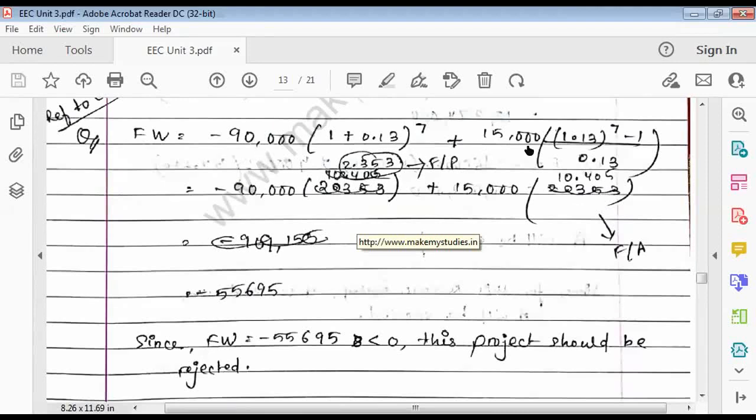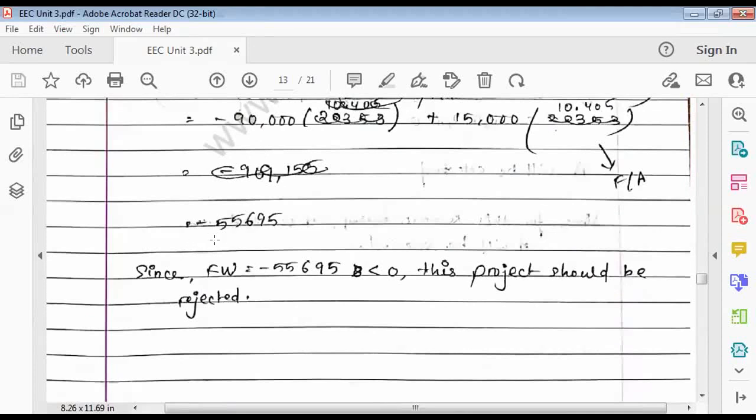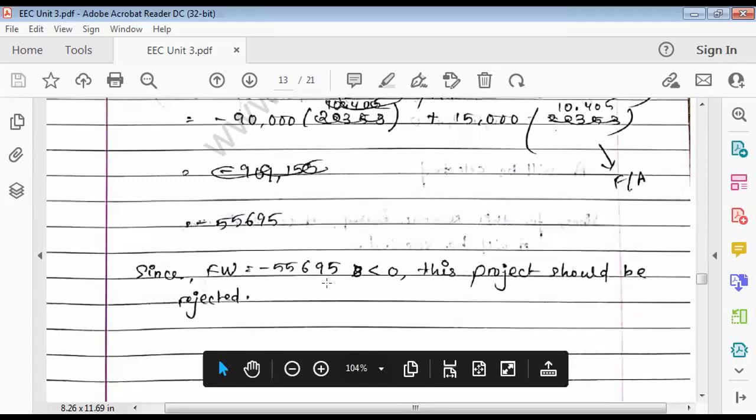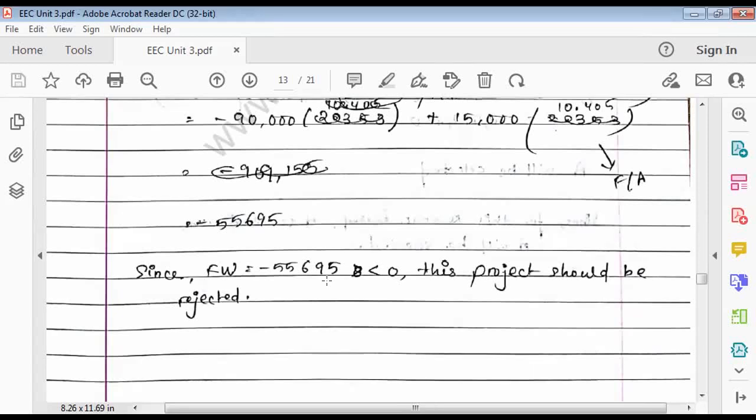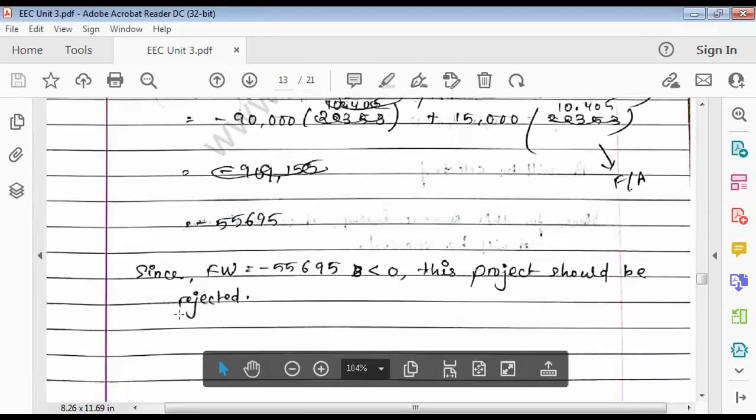So look at the two different formulas, not without any reason. It makes sense. 90,000 is a single amount, you need to find out its future worth, so the normal compound interest formula is used. But 15,000 is a recurring return for 7 years, so that is why the second formula has been used. And you see, the answer is minus 55,695. I assume this is correct. And you know what to do. You'll be rejecting this because you got FW as a negative value. So this project should be rejected.